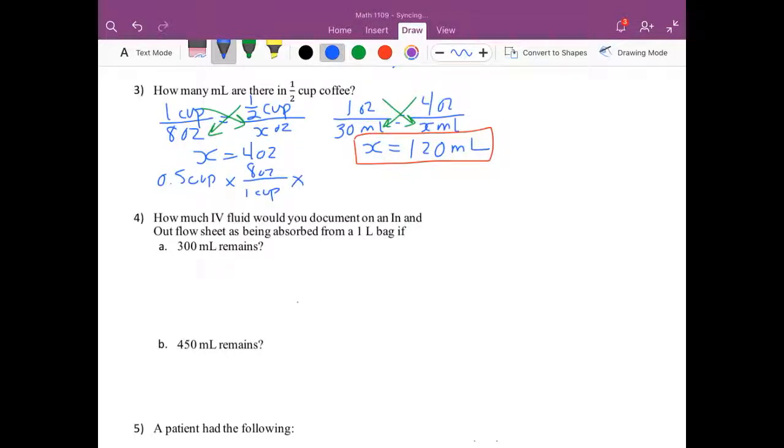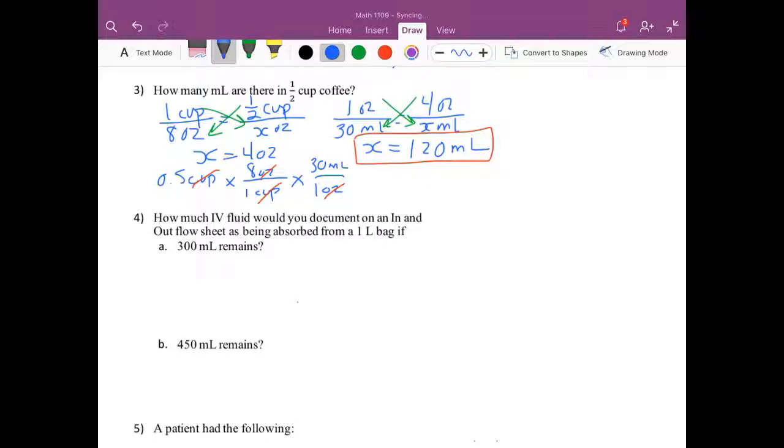Now I'm going to multiply it by my 1 ounce equals 30 milliliters. But again, ounces is on the top here, so I want my 1 ounce on the bottom and my 30 milliliters on top. So now if I cancel it out, I have cup on the top, cup on the bottom, ounces on the top, ounces on the bottom, and you'll notice I'm left with milliliters, which is what I'm trying to convert to.